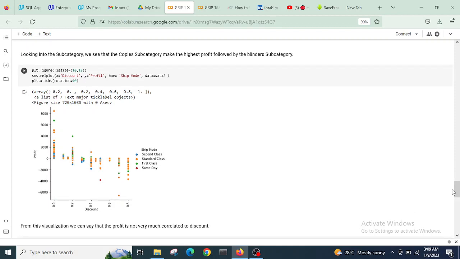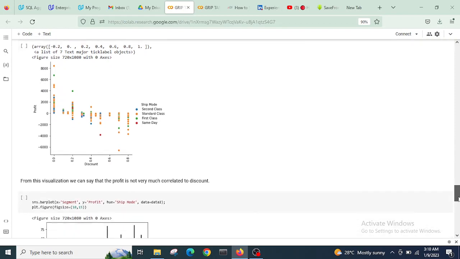So we go further now to look at our ship mode. I want to see if discount is related to profits, and how ship mode affects this. From this visualization, you can see that there is no correlation whatsoever between profit and discount in this data set. Neither does the ship mode play any significant role in this visualization.